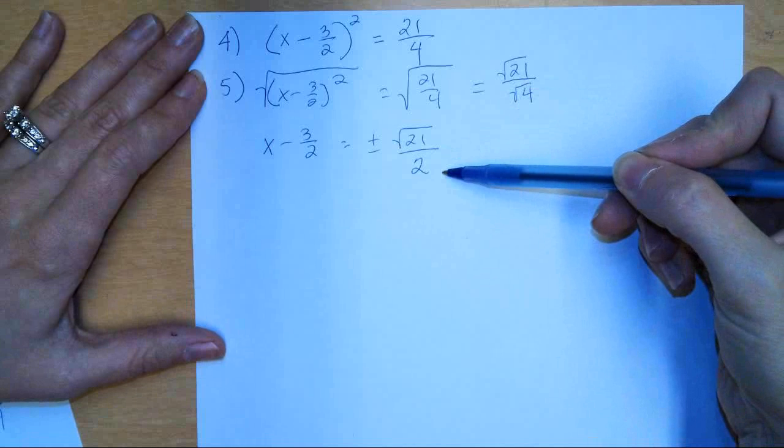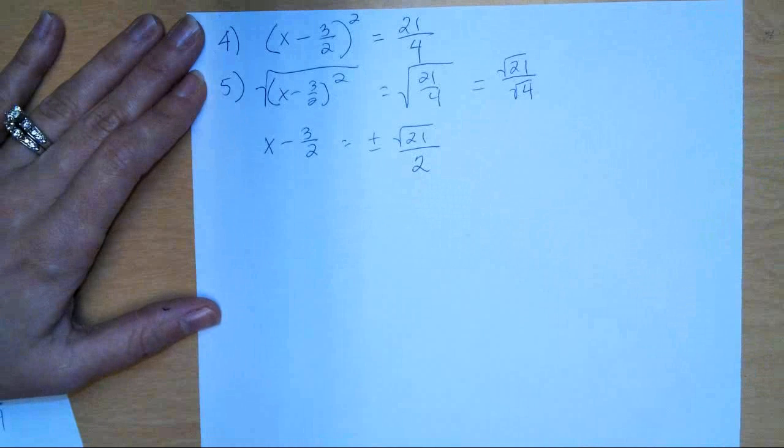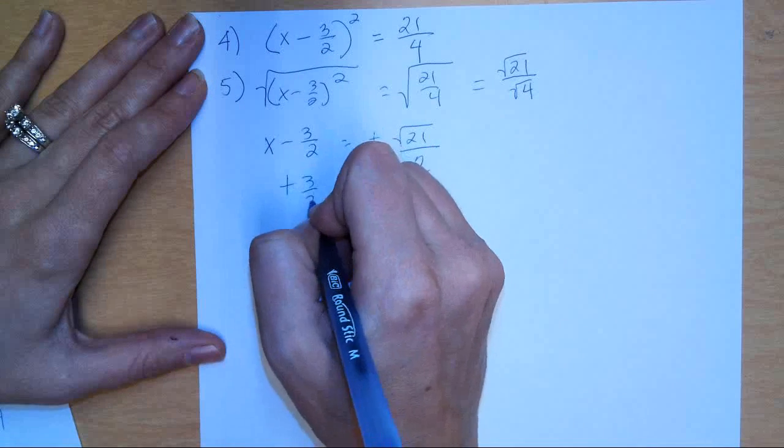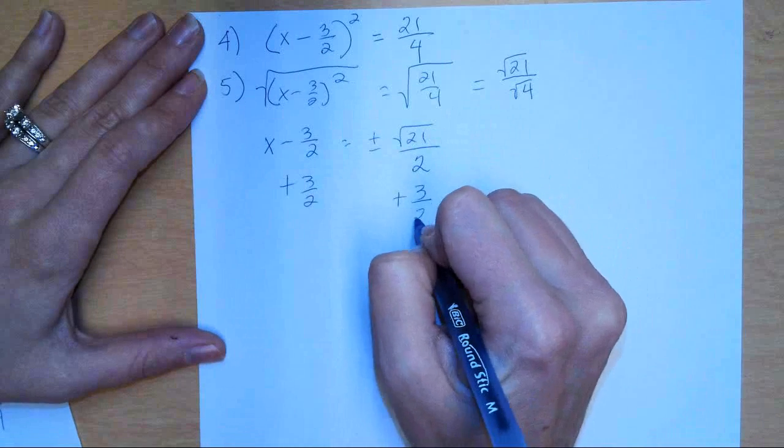Okay, now what do we need to do? Add 3 halves.